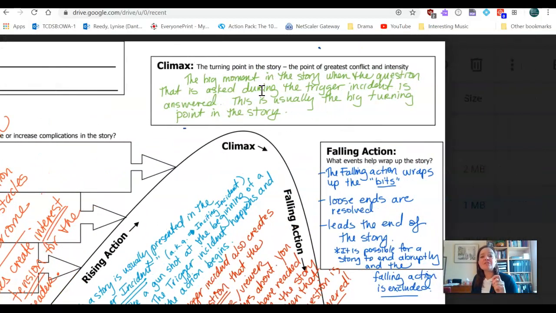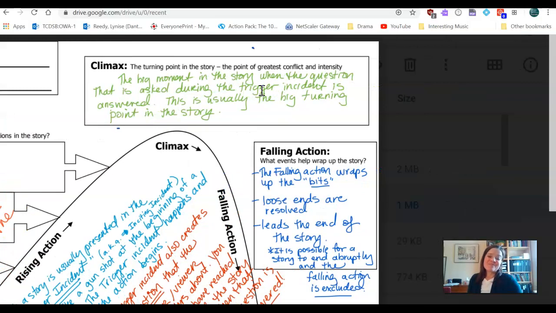And the moment you know whether they get what they want or they don't get what they want is the moment where your climax is happening. Okay, so it's the big moment when the big question is answered. Okay, it's usually the big turning point of the story. I've said big a lot.